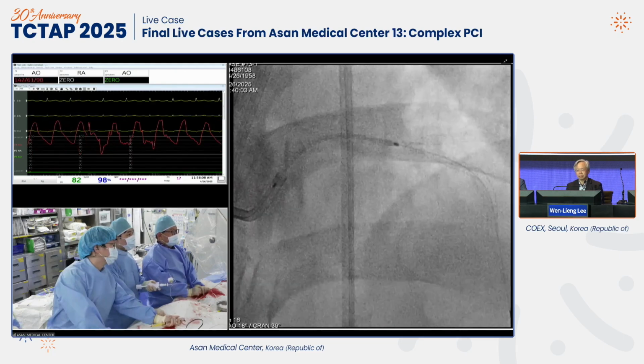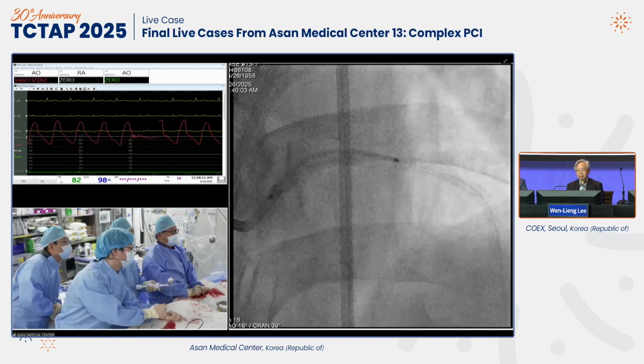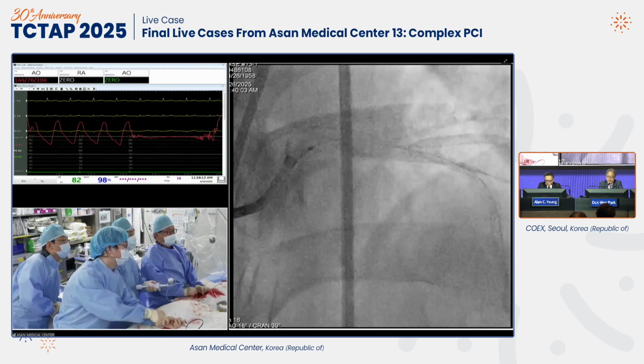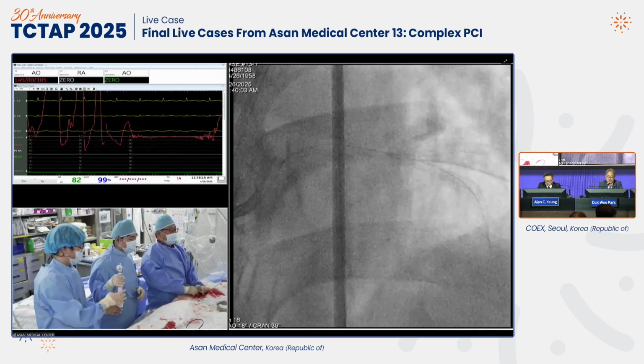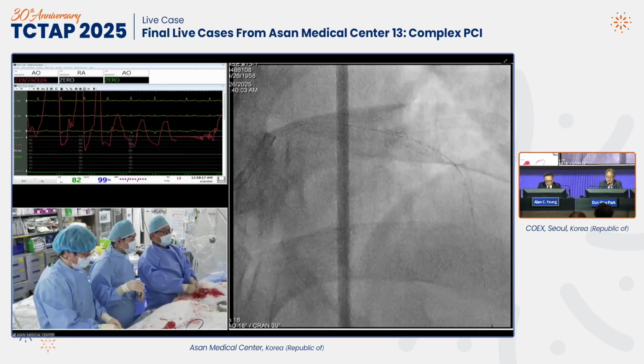to the circumflex, rewire to the diagonal branch. Absolutely avoid the overlapping at the diagonal ostium.